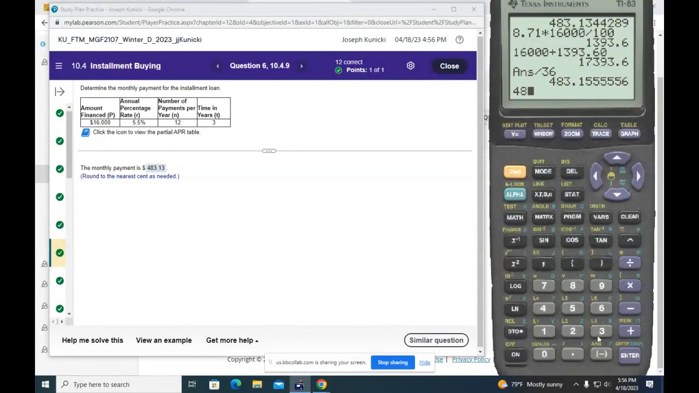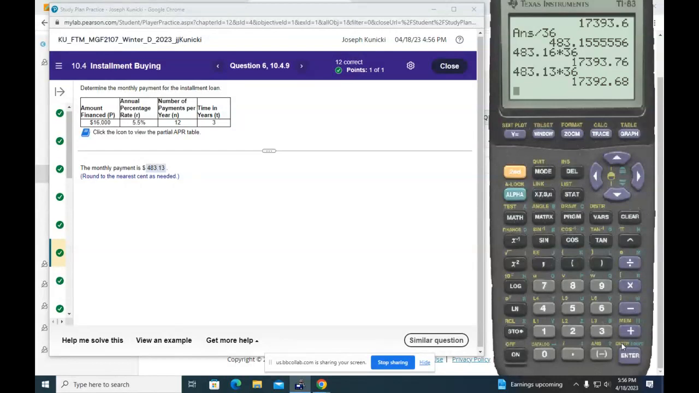Now, if I do 483.16 times 36, see, I get 16 cents more. If I do 483.13 times 36, the number we put in there, see, I get 92.68, a little bit less. So whichever way we reckoned it, the last payment would have to be adjusted. One would be less, the other one would be more.